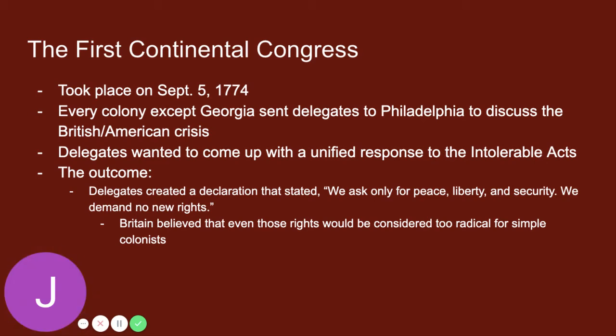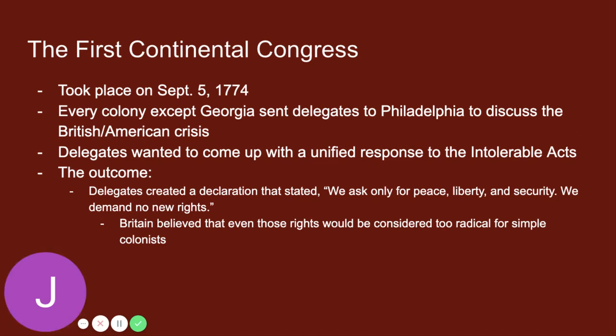The delegates wanted to come up with a unified response to the Intolerable Acts. So all of these delegates came together and wanted to come up with a response that they could send to the King of England about how these acts were not right and shouldn't be put on them. The outcome was that the delegates created a declaration that stated, "We ask only for peace, liberty, and security. We demand no new rights."